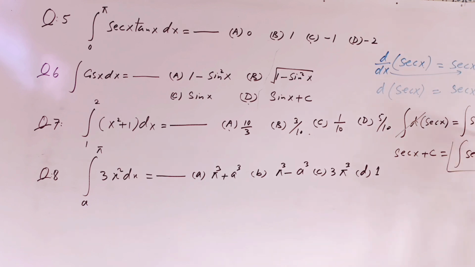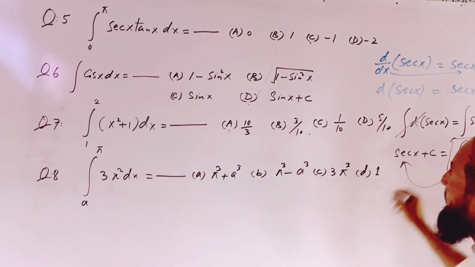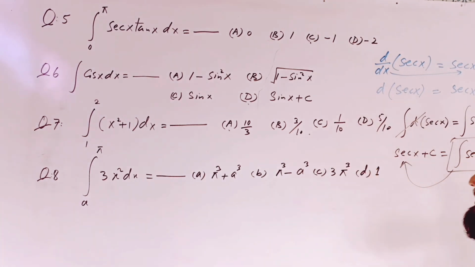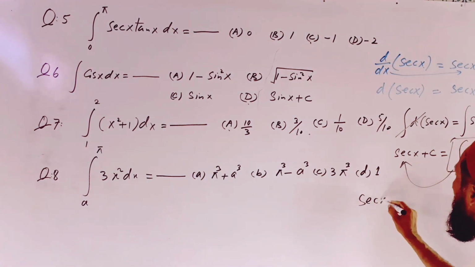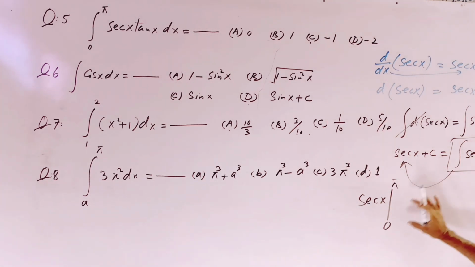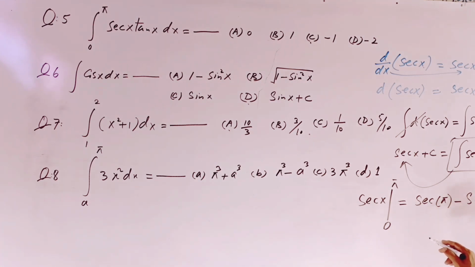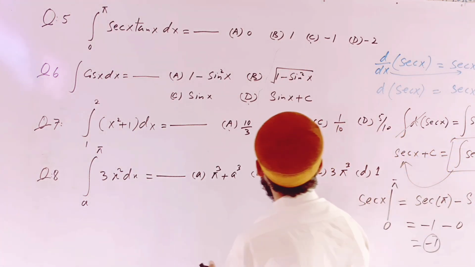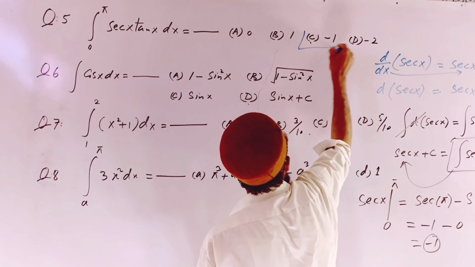So that integration is given, and its answer is that one. So we replace it here with secant x, and the limits 0 and pi are given. In case of lower and upper limits, C is ignored. So we put here secant pi minus secant 0. Secant pi is equal to minus 1, and secant 0 is 1, so the result is minus 1. Here option C is the correct answer.